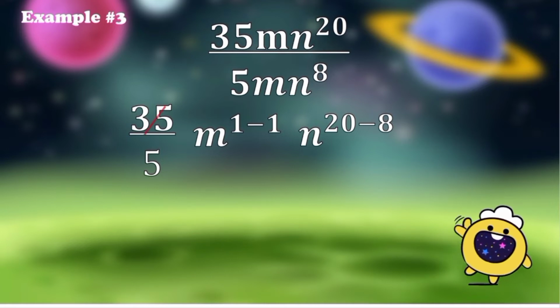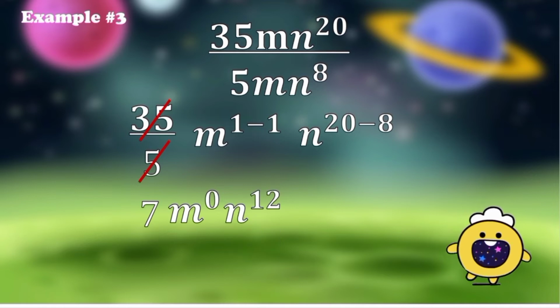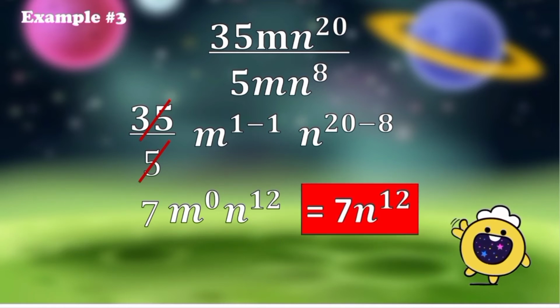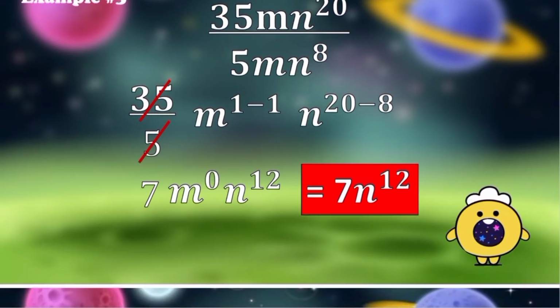Let's divide 35 over 5. Yes, that is 7. For letter m, we have m to the 0 power. And for letter n, we have n to the 12th power. Our final answer is 7n to the 12th power. Just remember, if there is no exponent, that is equivalent to 1.